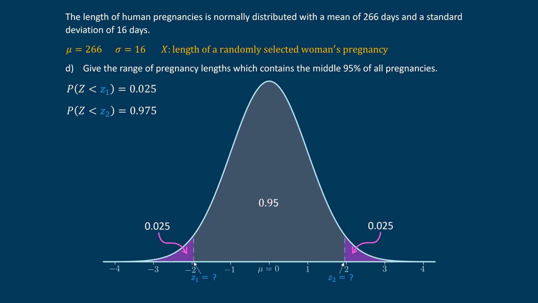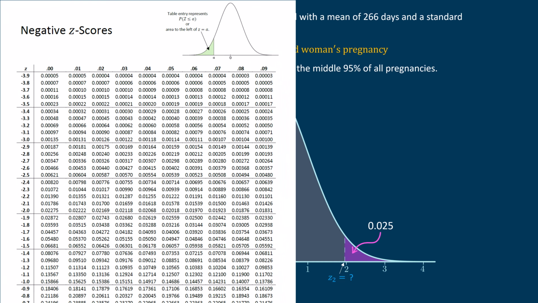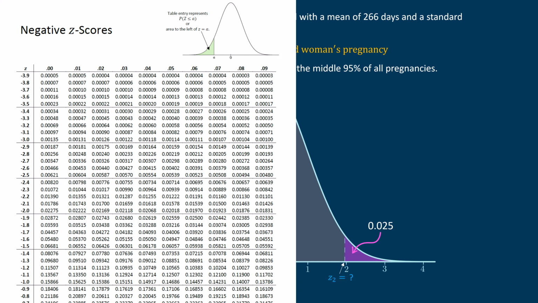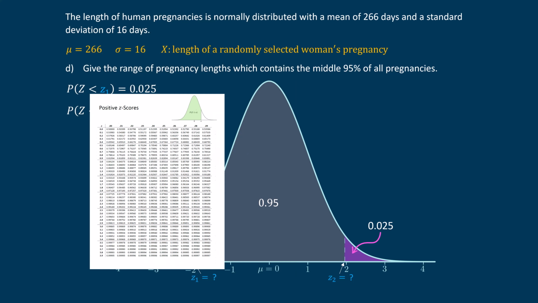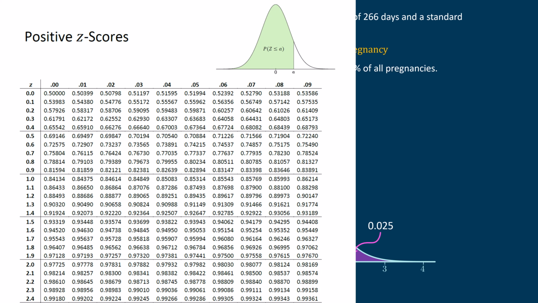First, let's look up 0.025 using the negative section of the table. We'll scan the body of the table to find the probability closest to 0.025. Here it is, and this corresponds to a z-score of negative 1.96. Now let's look up 0.975 using the positive section of the table. So we'll scan the body of the table again and locate a probability closest to 0.975. Let's circle it, and the z-score is positive 1.96.